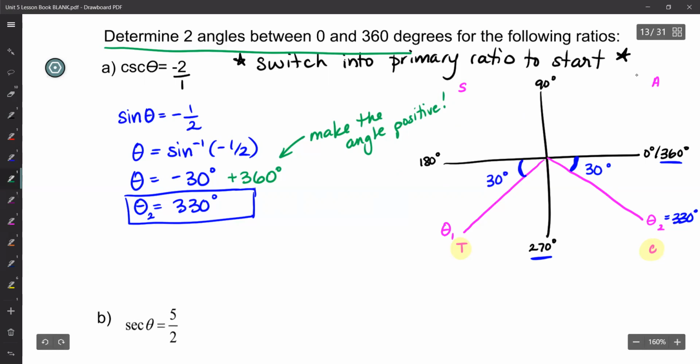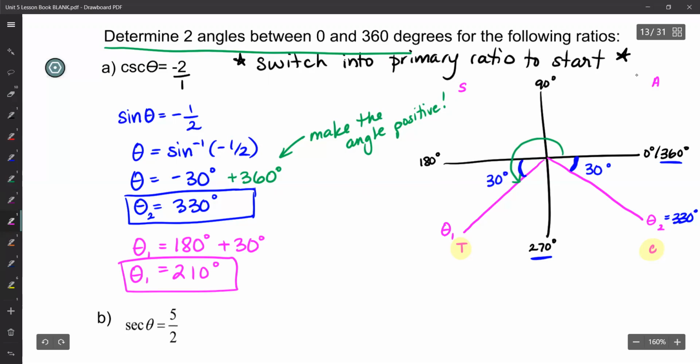So how do we find this full rotation to theta 1? You do 180 plus 30, which is 210 degrees. Perfect. Thank you. So that's going to be what we've labeled as theta 1 in our drawing. Awesome.